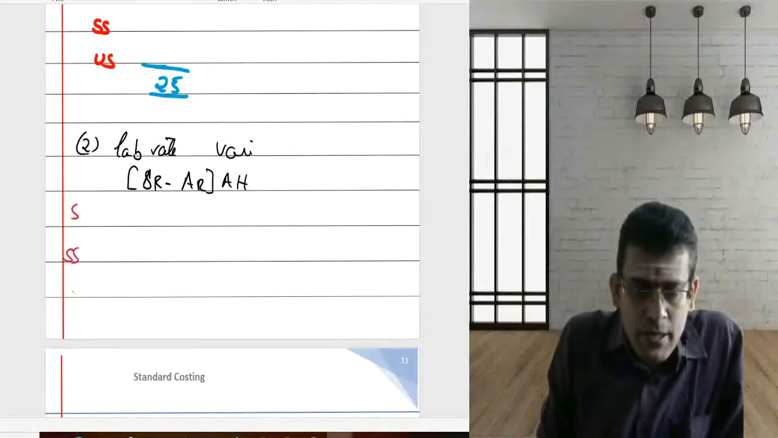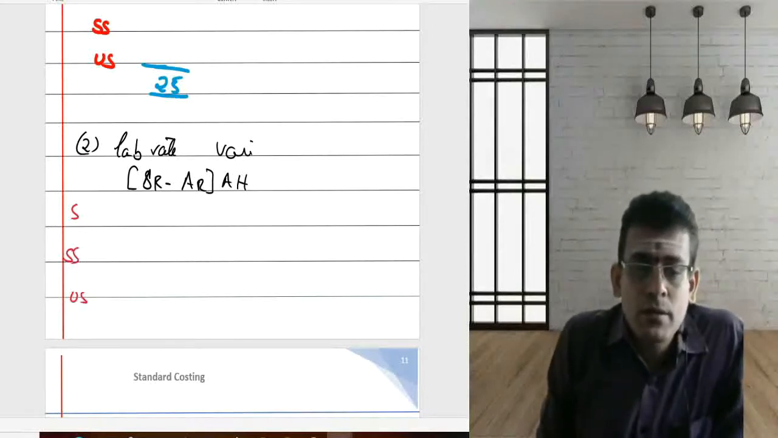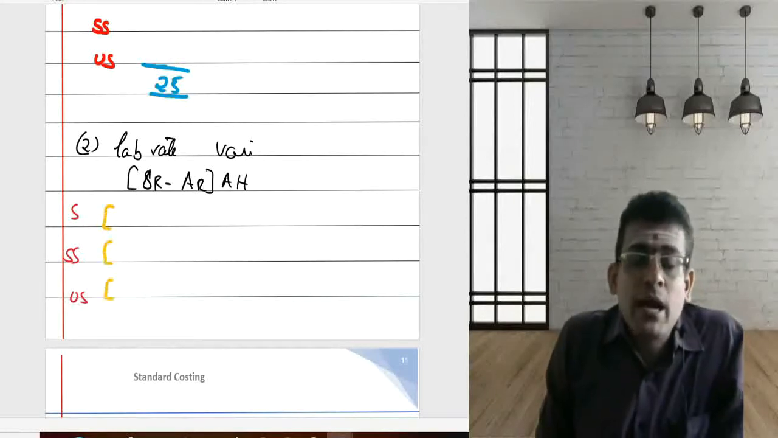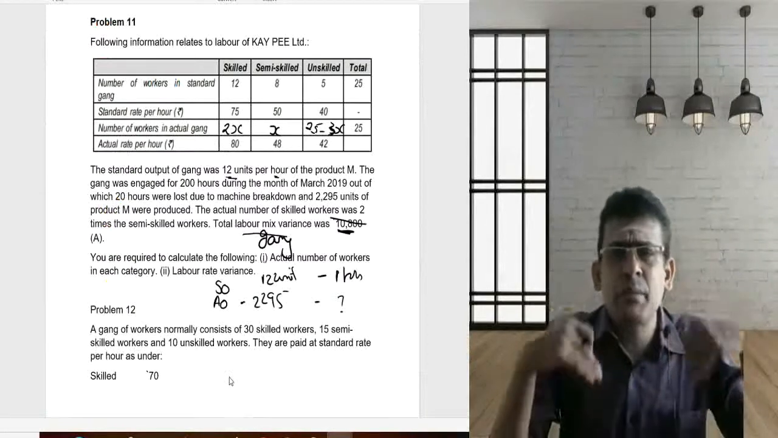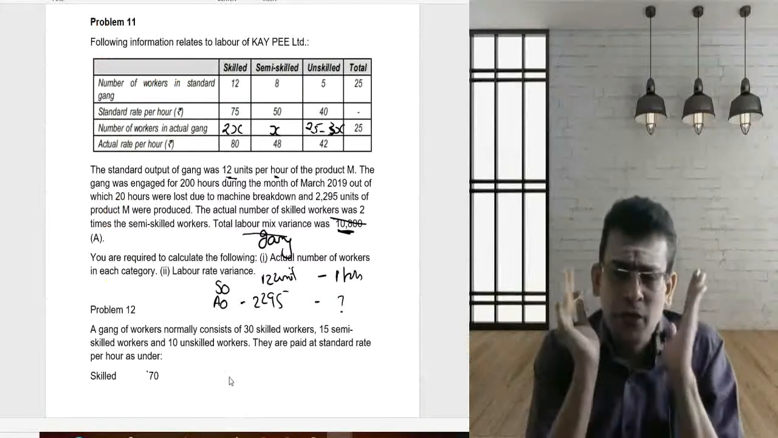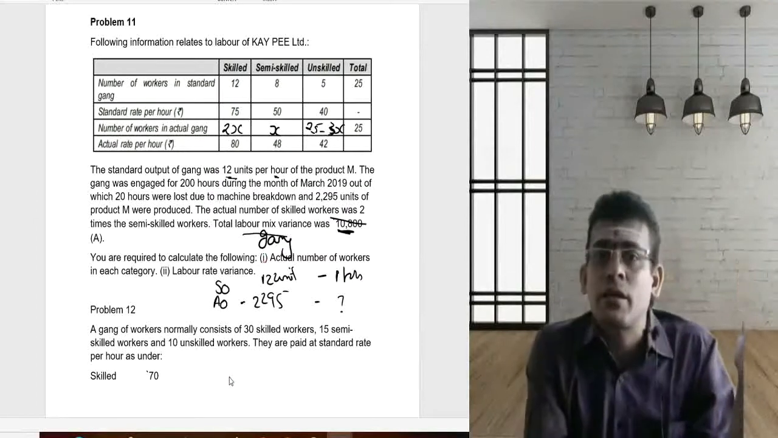Skilled, semi-skilled, and here let us call it unskilled. So what is the requirement here? Try to check your standard rate, try to take your actual rate. So now go to the problem. Just simply take the information which is available. If you take the information which is available, then you can understand what information is not there.